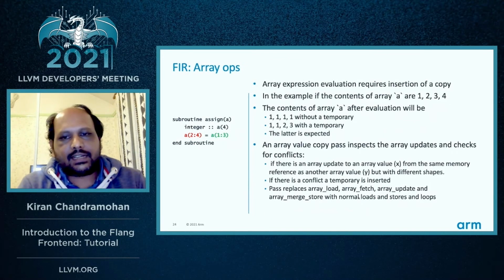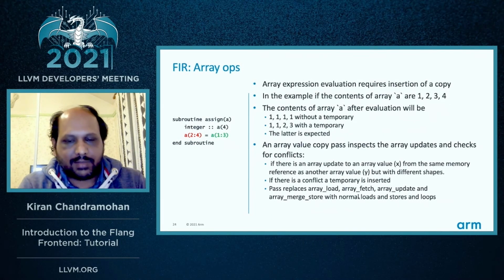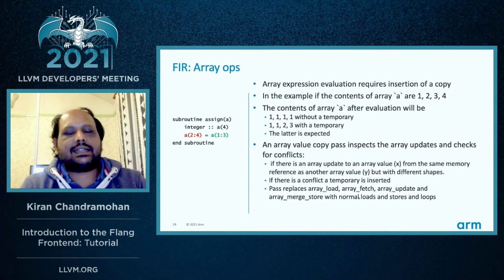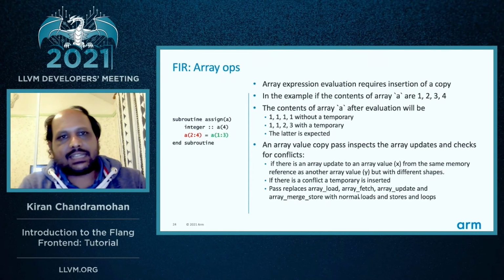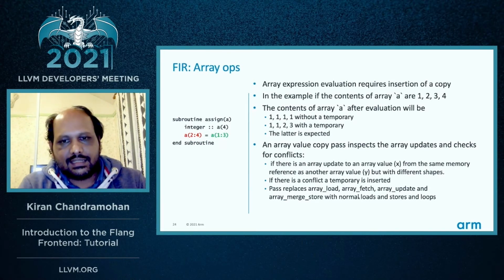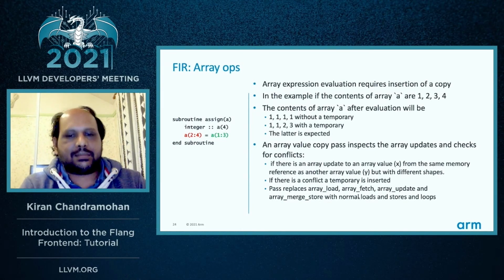This is handled in FIR by a pass called the array value copy pass. What the array value copy pass does is that it looks at array values that are fetched and updated, and it checks if these refer to the same array. If it refers to the same array, but it happens to be coming from different shapes or different slices, then it's very likely that there is a conflict. And if a conflict is detected, a temporary is inserted. So that is one of the jobs of the array value copy pass.